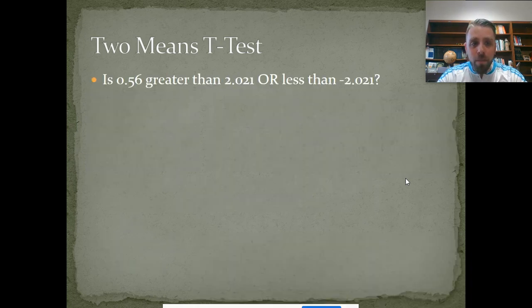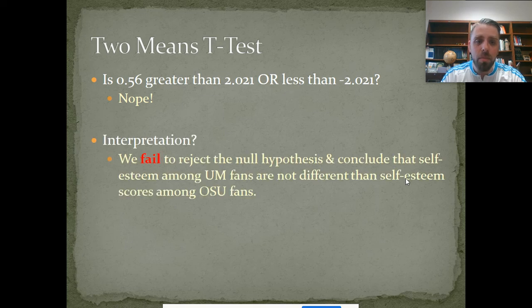So I ask you, is 0.56 greater than 2.021, or is it less than negative 2.021? And the answer there, clearly, it is absolutely not greater than 2.021 or less than negative 2.021. So this tells me what I have to do. Step 6, decide and conclude.